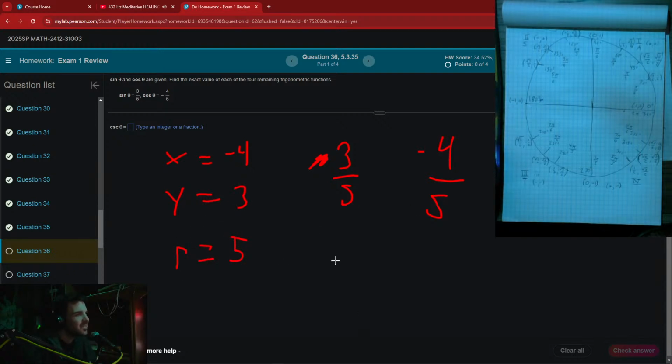I feel like that's what it means, but there's probably a way to check. Anyway, that would make tangent, yeah, it has to be that, right? Tangent would be negative, 3 over 4. Cotangent.